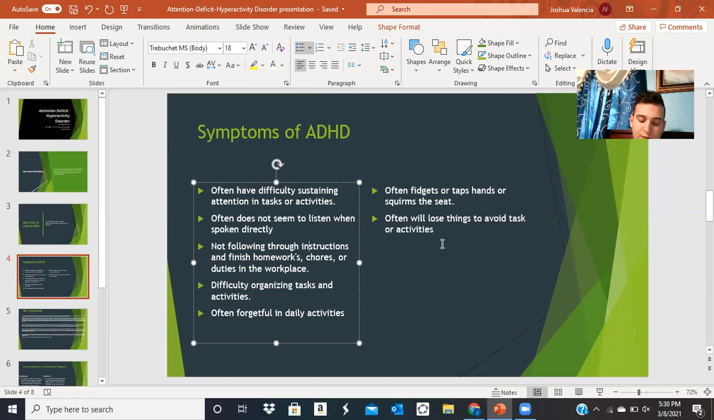An example of that could be school materials, pencils, books, school tools, wallets, keys, anything to avoid something the person's not really interested in. Other symptoms include often fidgeting, tapping hands, or squirming in seat. Often will lose things to avoid tasks or activities, like I mentioned before.